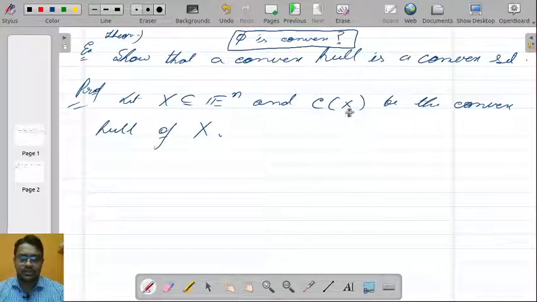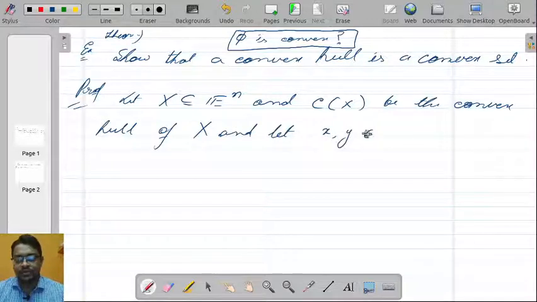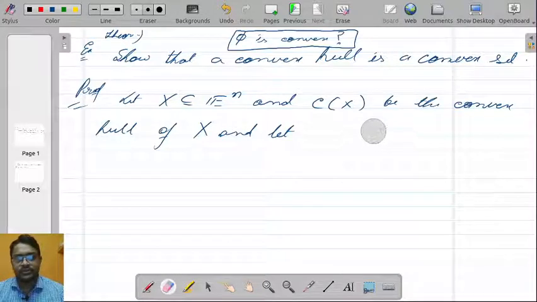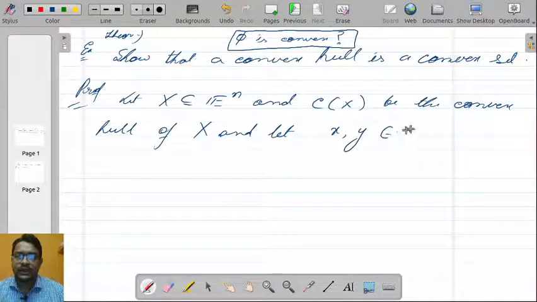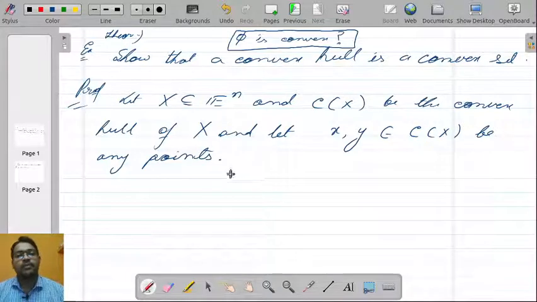So let us take C(X) to be the convex hull of X, and say x, y belong to C(X), or I had started with a and b, no? Let us do it with x and y. x, y belonging to C(X) be any points. What I have to show is that lambda x plus (1 minus lambda) y is also inside C(X).